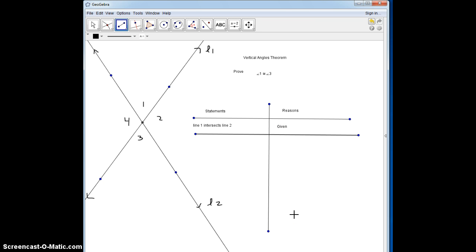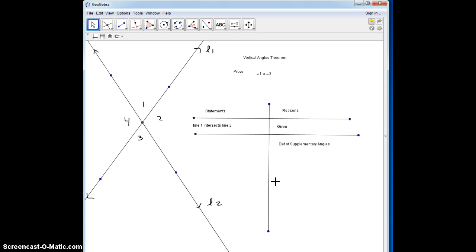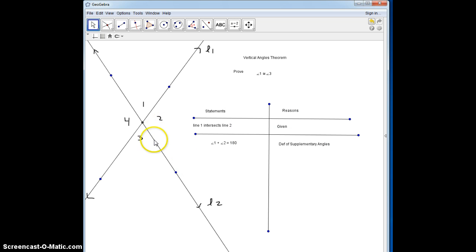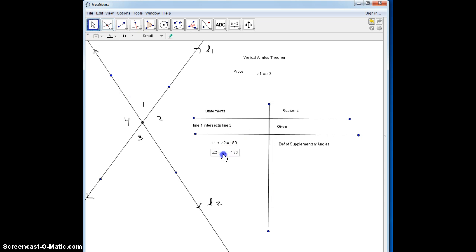So, well, we do have supplementary angles. So let's write down definition of supplementary angles. Well, where are our supplementary angles? We have 1 plus 2 adds up to 180 degrees. So let me write that down. Angle 1 plus angle 2 equals 180. Similarly, 2 plus 3 adds up to 180 degrees. This is so much fun. And wait till you get to do it on GeoGebra. It's so much fun. Angle 2 plus angle 3 equals 180 degrees. So those both add up to 180 degrees.